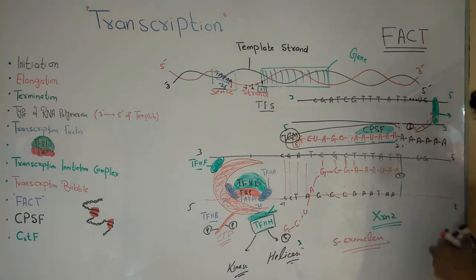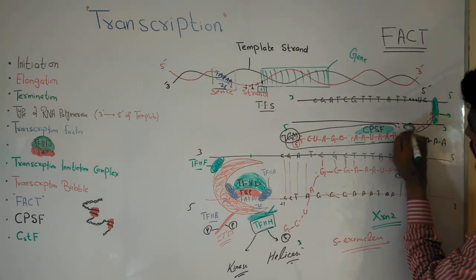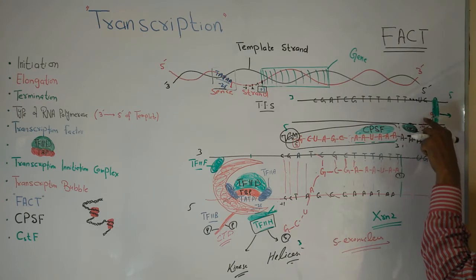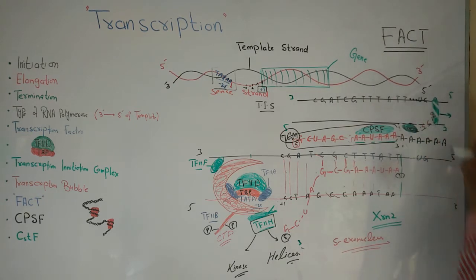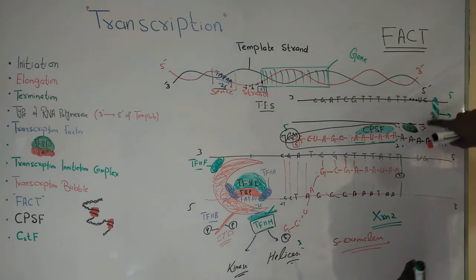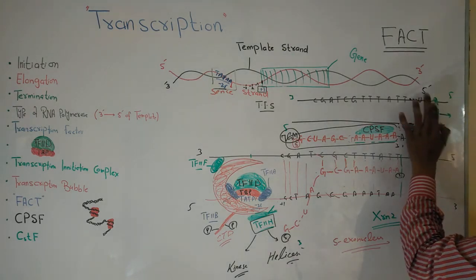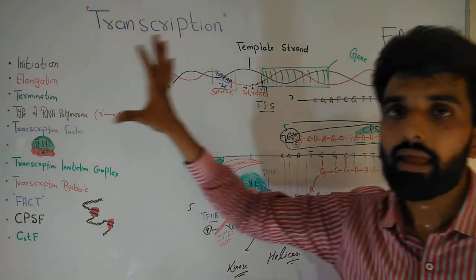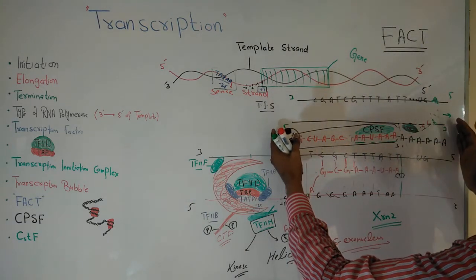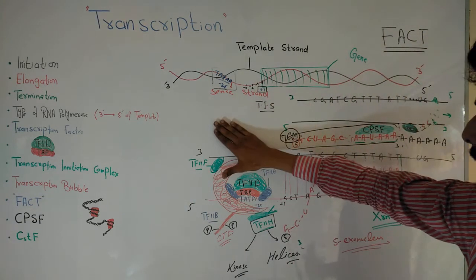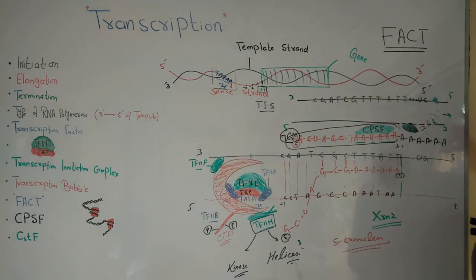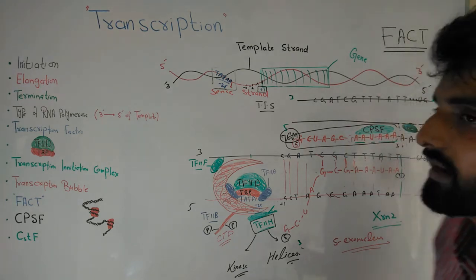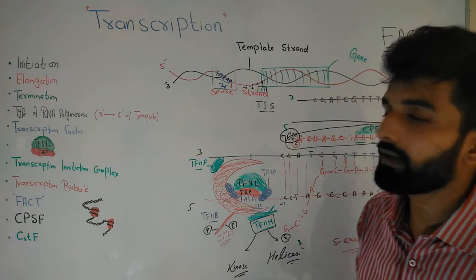Once this XRN2 protein has attached over there, it will keep on breaking these bonds, and all the RNA that has been formed will be dissolved. Now this RNA polymerase will detach from the DNA and the DNA will stay intact. Now our newly formed messenger RNA has been formed, and this assembly has been broken down with the help of XRN2. So this is the process of termination in eukaryotic transcription.